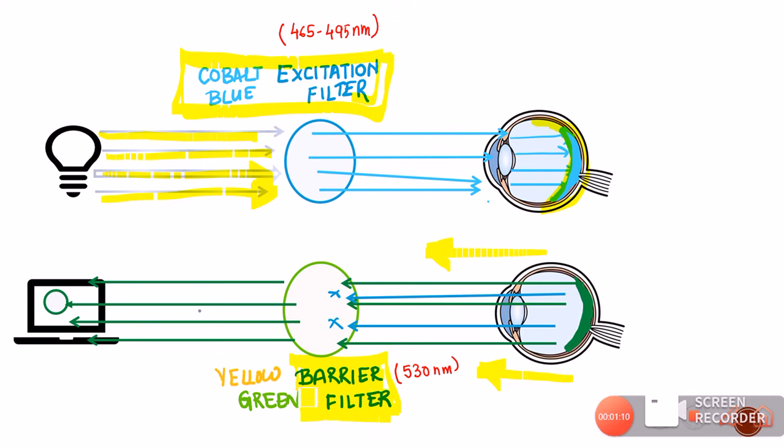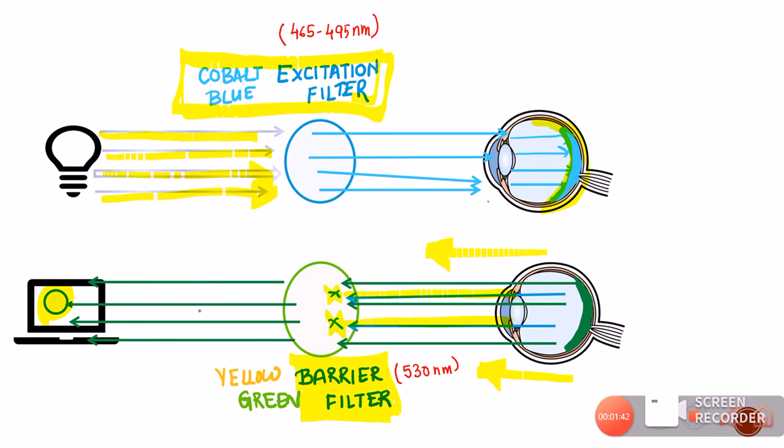So what does this barrier filter do? The barrier filter will block all the blue light coming from the eyeball and allow only the green light to come out. This yellow green light coming out from the barrier filter will give us the fluorescent image, the picture of the FFA. So what you need to remember is that in fundus fluorescein angiography, we have two filters. One is the excitation filter and the other one is the barrier filter.